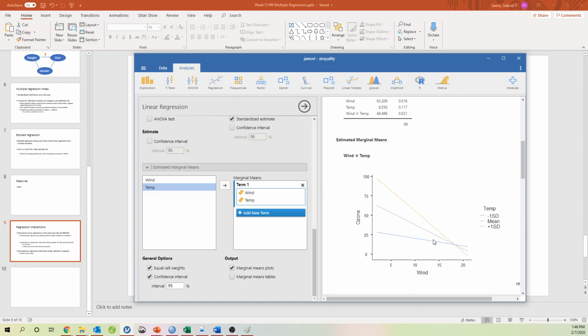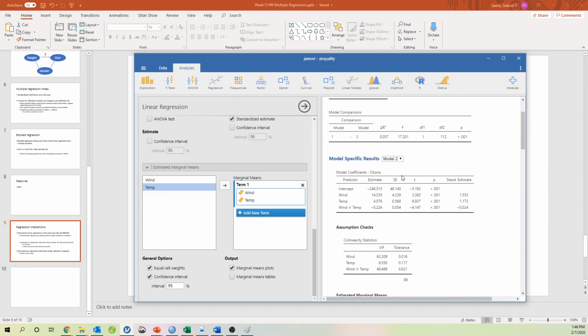So, here's what the interaction says. As wind increases, overall, ozone decreases. Here, we have a representation of the temperature variable. In reality, temperature is going to fluctuate this slope in a continuous way, but the graph gives us temperature at -1 standard deviation, mean temperature, and +1 standard deviation. So, when temperature is low, wind does not affect ozone as much. When temperature is high, wind affects ozone a lot.